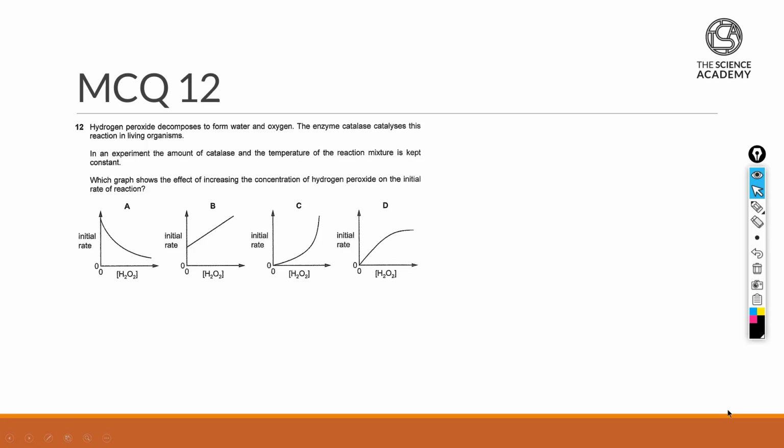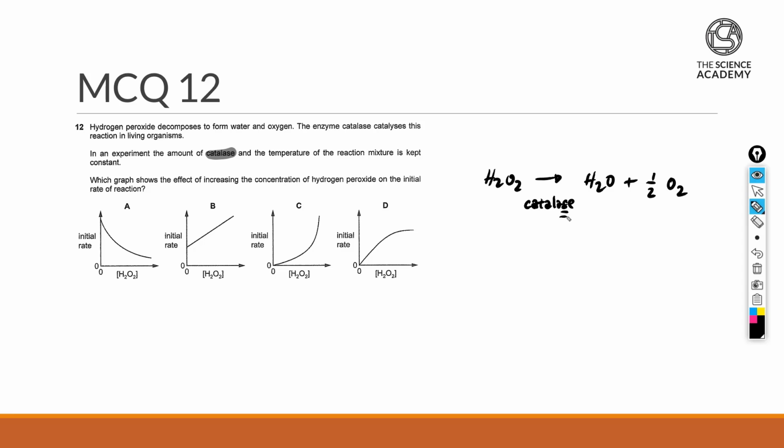In MCQ 12, this is with regard to catalysis in reaction kinetics. So we are actually using a biological catalyst here, which is an enzyme. And the choice of enzyme mentioned here is catalase. For the case here, hydrogen peroxide will be breaking down to form water as well as oxygen. And this reaction is catalyzed by the enzyme known as catalase.